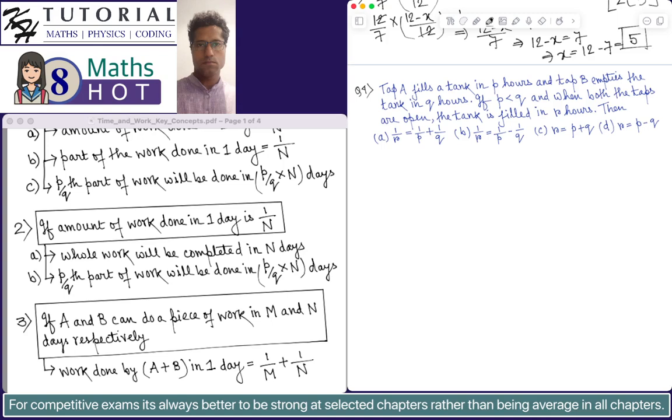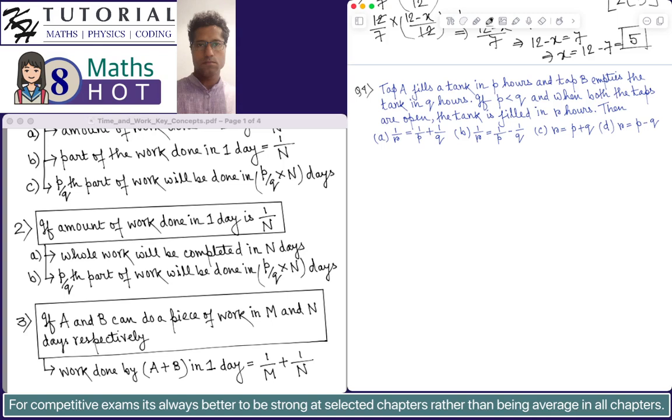Okay, let's see. Now it is asking, when both the taps are open, the tank is filled in R hours. So definitely the work done per hour is positive. Only then will the tank be filled.